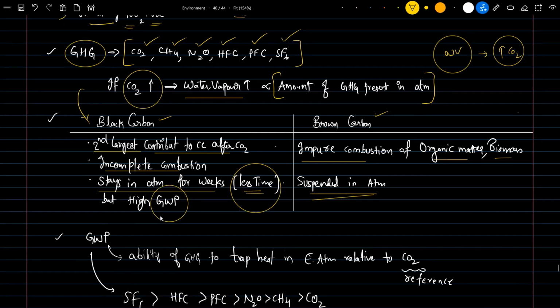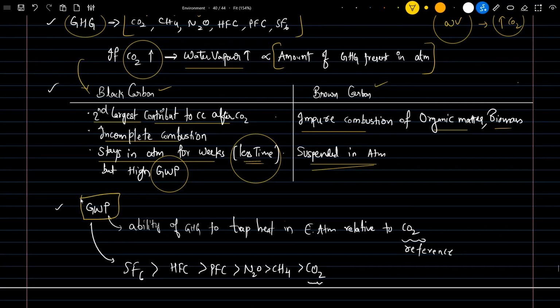What do we mean by global warming potential? It is nothing but the ability of a greenhouse gas to trap heat in Earth's atmosphere relative to CO2. So here we take CO2 as a reference. How much heat the presence of CO2 will capture, we take as a reference here.